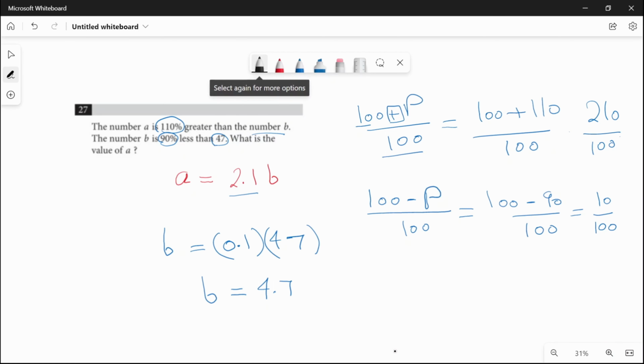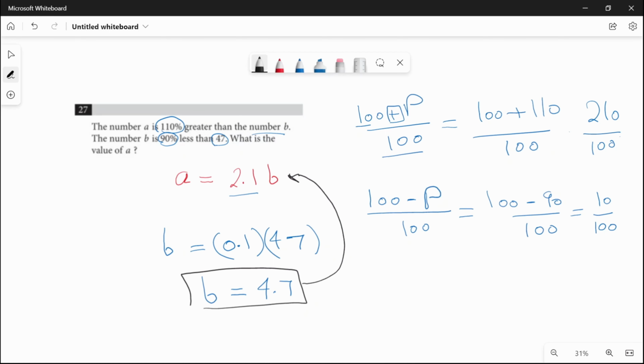The next step will be plugging in the value of B into this equation to find the value of A. So A will be equal to 2.1 multiply 4.7. 2.1 multiply 4.7 is equal to 9.87, and this will be the value of A and the answer for this question.